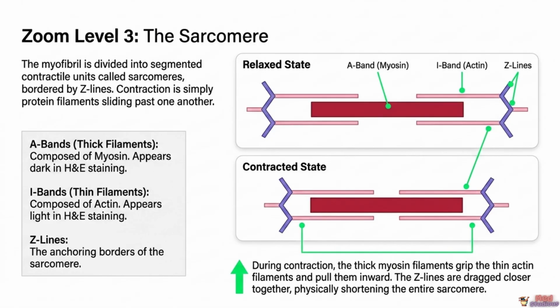When a nerve triggers a contraction and calcium floods the area, the thick myosin heads reach up, physically grip the thin actin filaments, and forcefully pull them inward toward the center. Because the actin is physically attached to the outer Z-lines, this inward pulling drags the Z-lines closer together. This incredibly small, microscopic action physically shortens the entire sarcomere, converting chemical ATP energy directly into mechanical kinetic force.